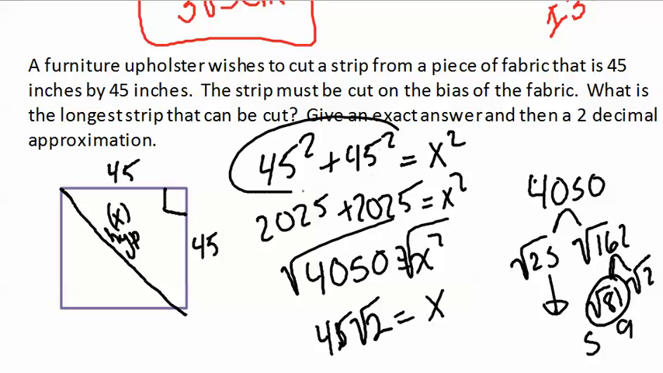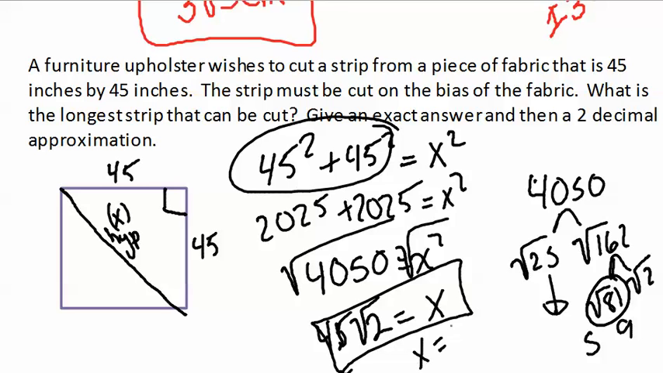Another way to think about this is really 2 times 45 squared. So that's kind of how you can figure that number out as well. So there's your exact answer. If we were to use a calculator to find the approximation, it would be 63.64.